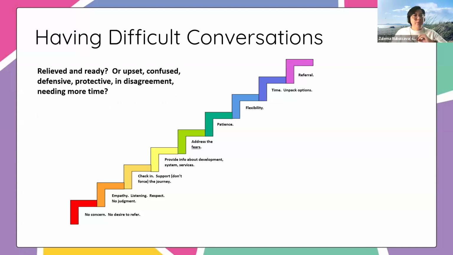Families, and you have to sort of gauge where they are. When you start having this conversation, do they look relieved? Do they look upset? Are they defensive? Are they disagreeing? Do they just need more time? And then tailor that conversation based on where your families are.